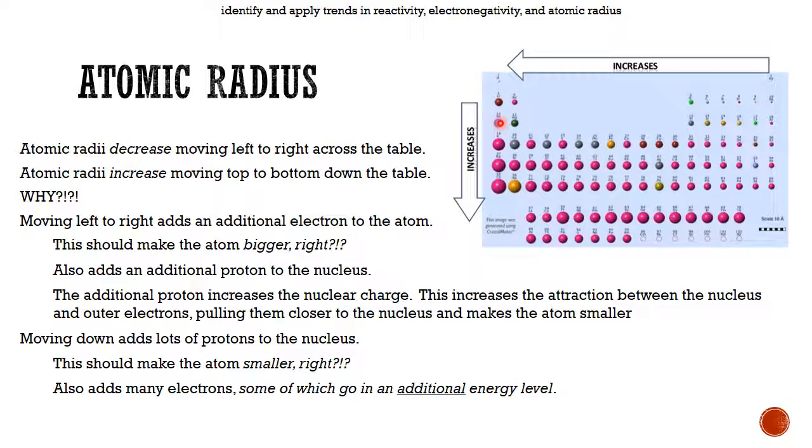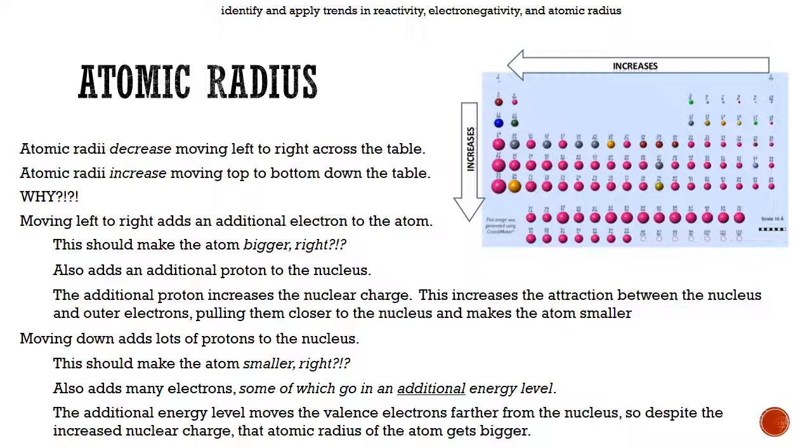But remember, we add a lot of electrons, at least one of which goes into an additional energy level. Because lithium would only have 2 energy levels because it's in period 2, whereas sodium would have 3. If I go down another period, potassium would have 4. So that additional energy level moves those valence electrons farther from the nucleus. Because it moves them farther from the nucleus, it makes the atoms bigger despite that increased nuclear charge. In other words, that increase in number of energy levels has a bigger effect than adding the number of protons to the nucleus to increase the nuclear charge. So the atoms get bigger as we go down the table.